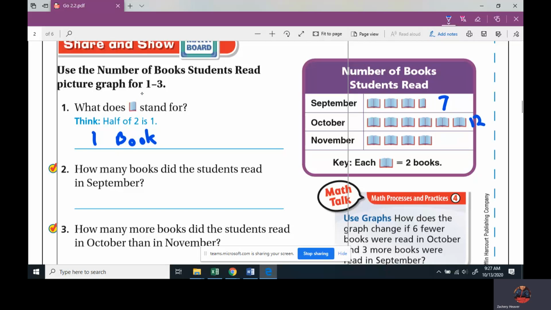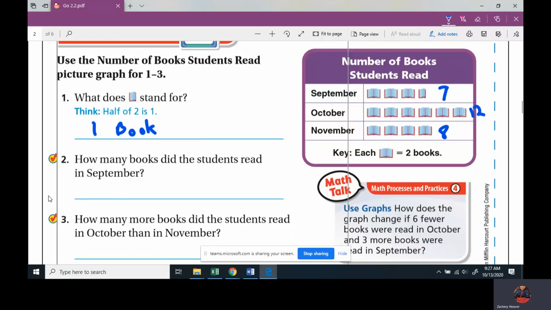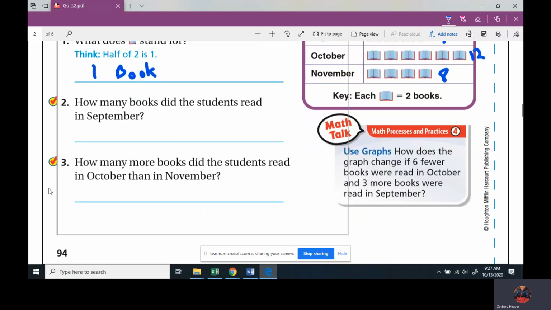And November? Good. Go ahead and do number 2 and 3 real quick while I talk to Mr. Jerry. Keep it real easy. And label.